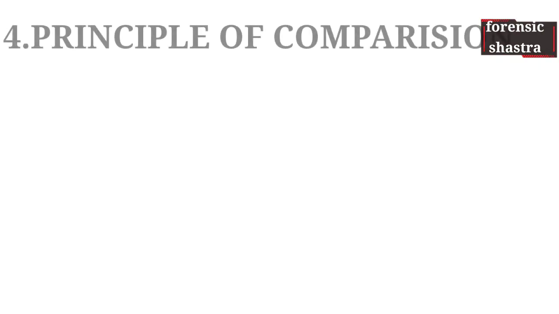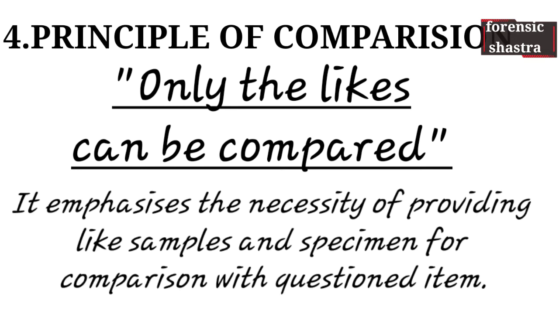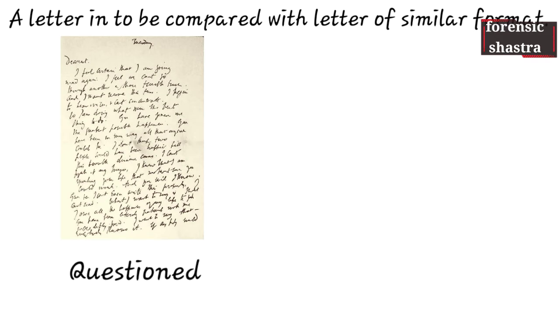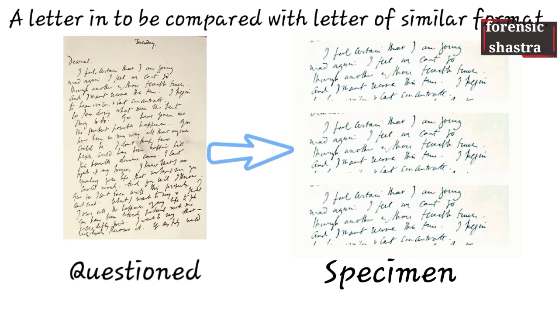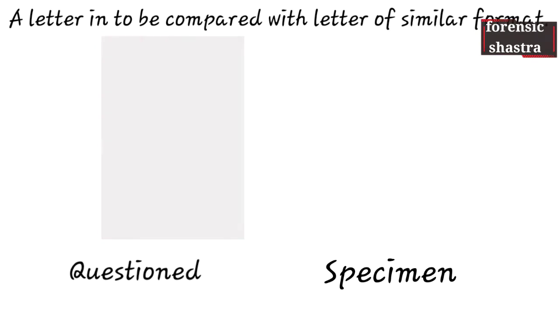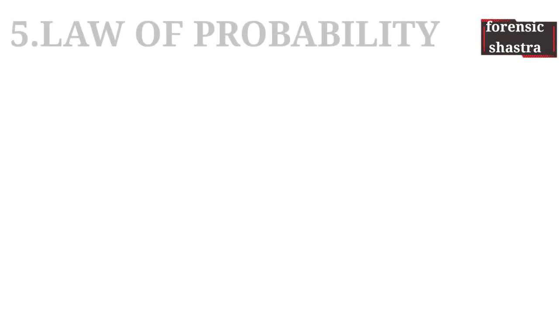Number 4. Law of comparison. It states that only the likes can be compared. That is, it emphasizes the necessity of providing like samples and specimens for comparison with questioned items. In the example, we can see that the letter as a question document can be compared with a specimen letter of the same format only. As per the law, it is clear that the letter will not be compared with check or any other form of document.